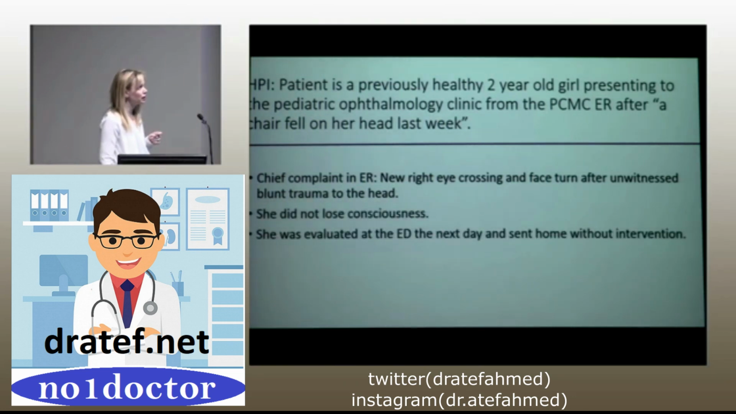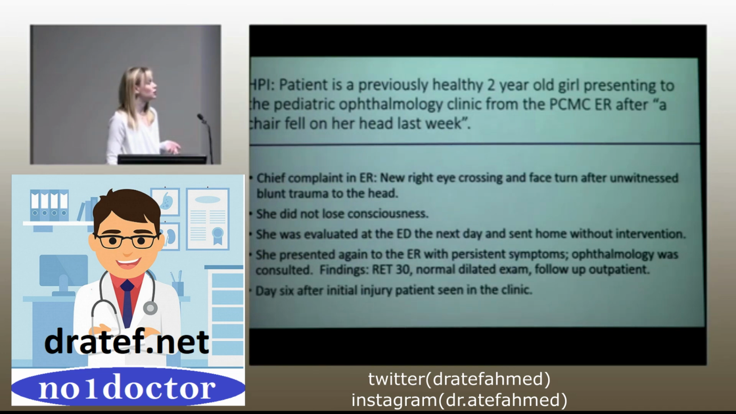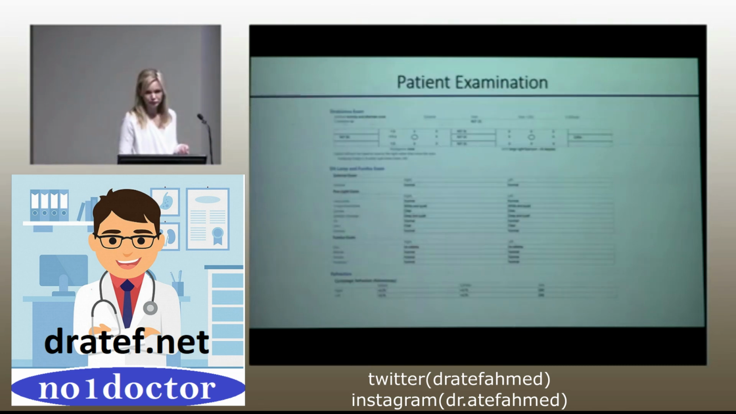When she was evaluated in the ED, which was initially the day after her trauma, she was sent home without intervention. She then re-presented to the ER several days later because her parents were concerned that her eye was still crossing and her face was still turning. They didn't understand why this was the case. At that time, we were consulted. We documented a right esotropia, but a normal dilated exam, and the recommendation was made just to follow up as an outpatient. And so I saw this child 6 days after the initial injury in my clinic.